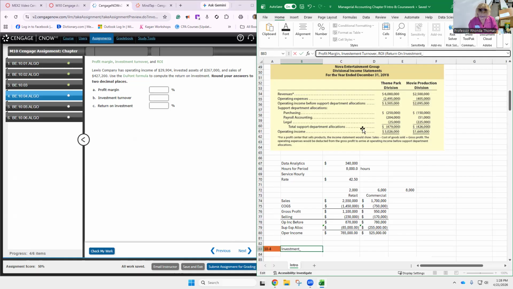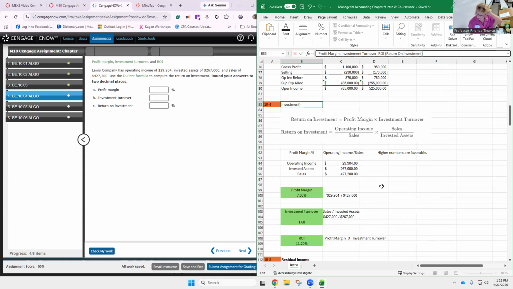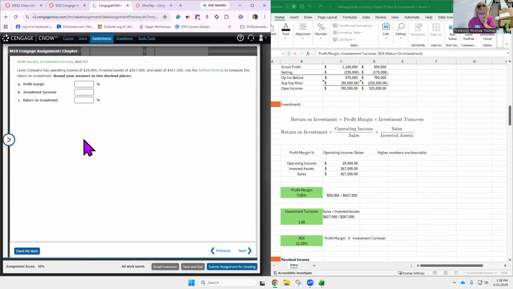Okay, so we're going to do all three of these, and I've got some formulas here. So, a profit margin. What is the formula for a profit margin? Now, a profit margin is a percentage. Profit margin is operating income divided by sales. So here's what it is, and here's how you find it. Here's the variable, and here's how you find that variable.